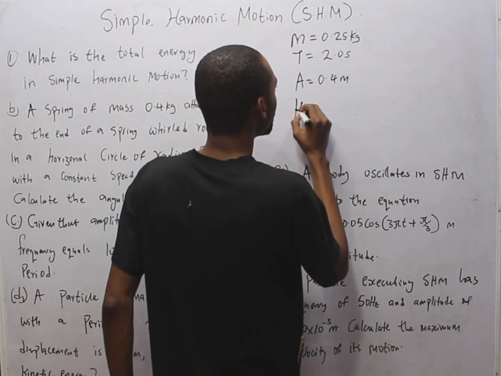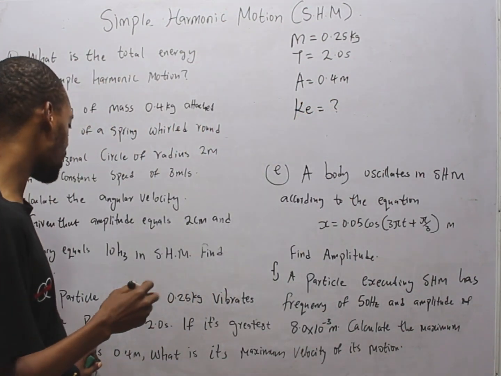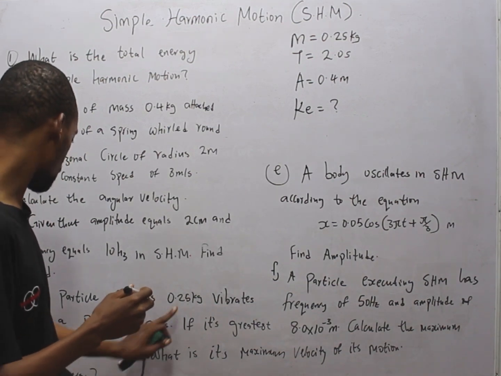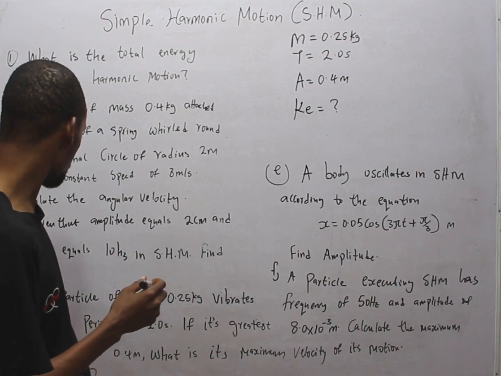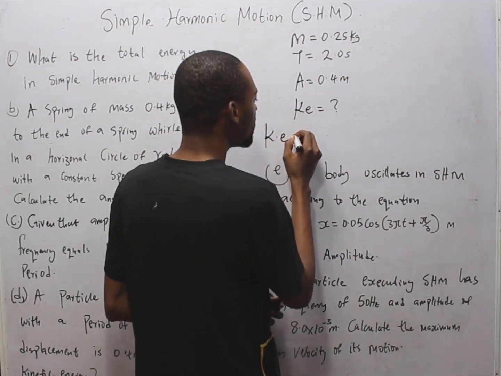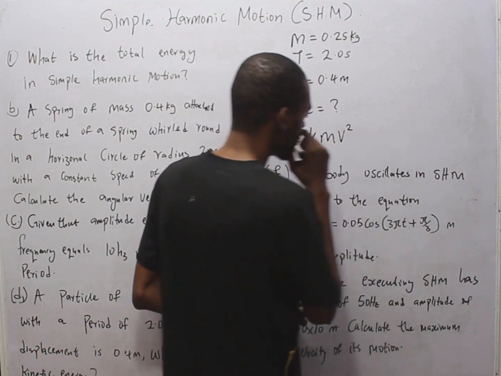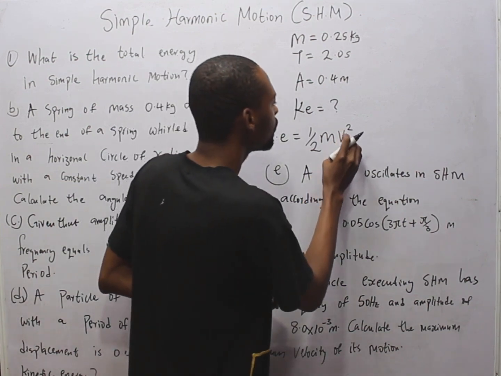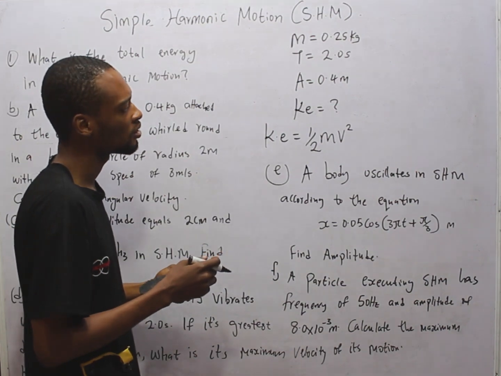Kinetic energy, KE, is equal to question. So we are given period, mass, and greatest displacement, amplitude, and we are asked to look for kinetic energy. What is kinetic energy? Kinetic energy is simply equal to half mv squared. We have mass. We simply don't have v squared. So we need to look for velocity.